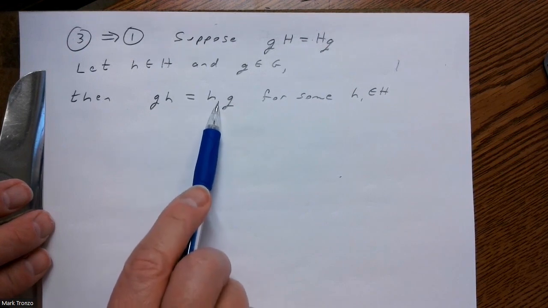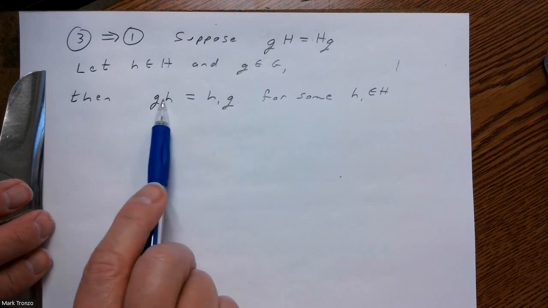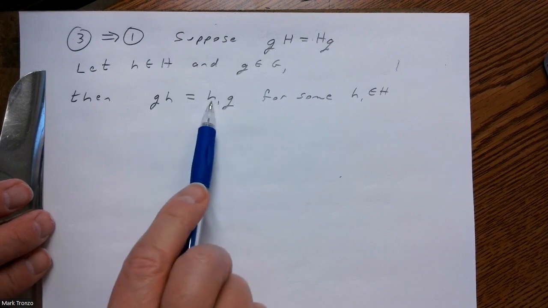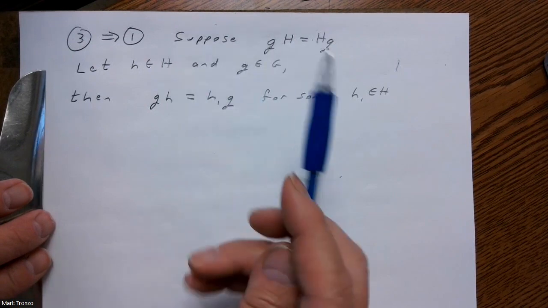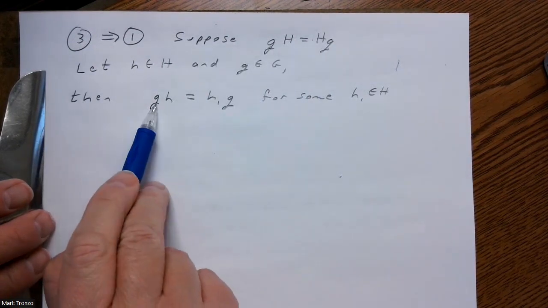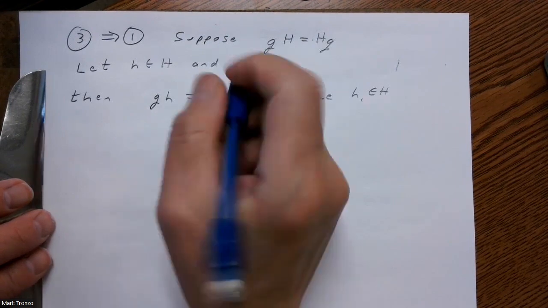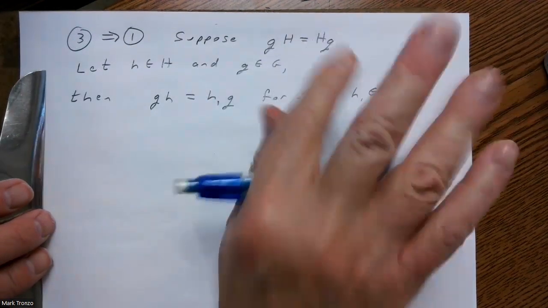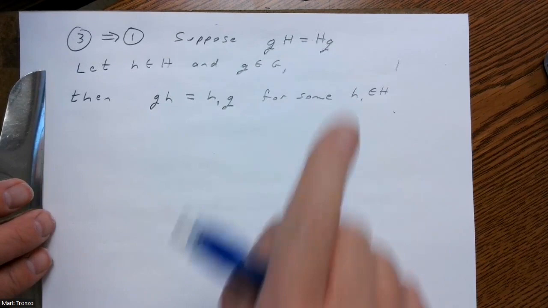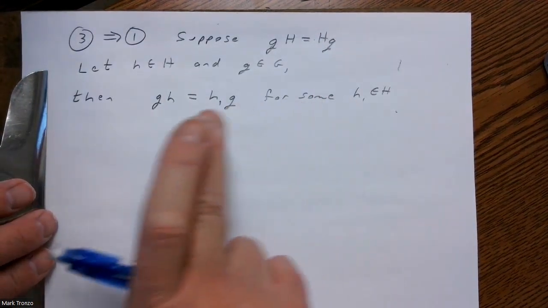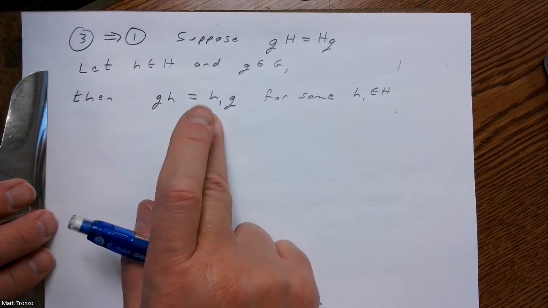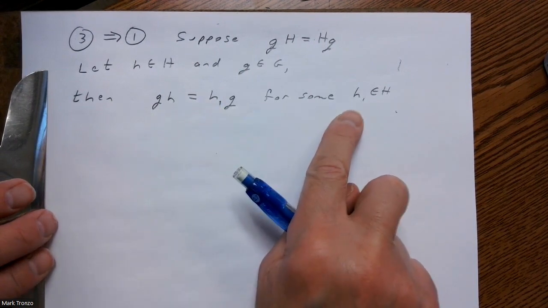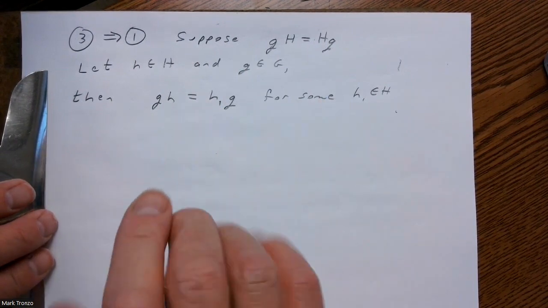That's why I've always been putting a different number here, because we can't necessarily assume this. If the group is abelian, then things commute, and then it would be true that gh would be equal to hg. But the most we can say when we have this, if it's not abelian, is that gh is equal to some h, what I call H1 g.